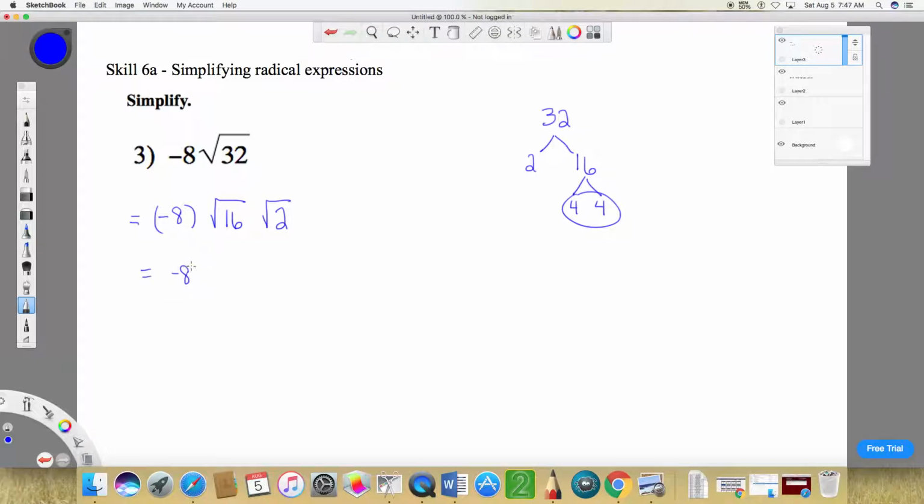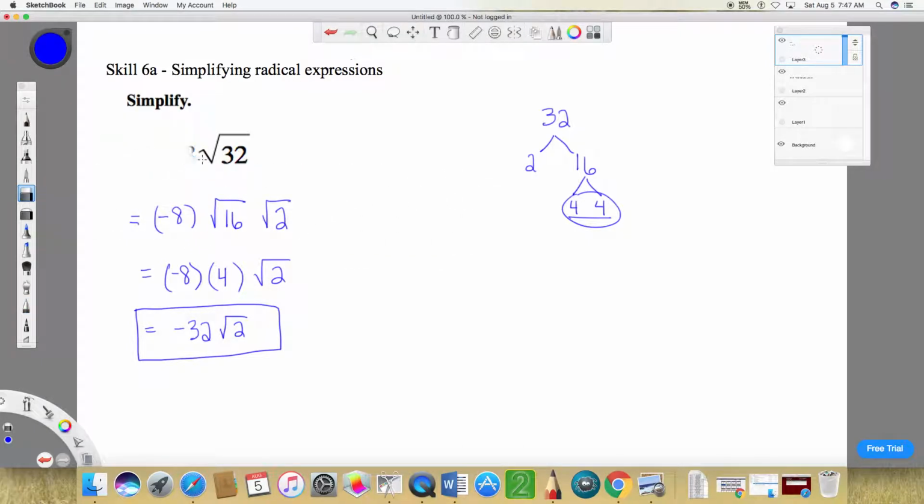So we've got negative 8 times, well, we know the square root of 16 is 4, and we can't do anything to simplify the square root of 2 because it's just a single factor. And we do know that negative 8 times a positive 4 is negative 32. So our final answer for number 3 is here.